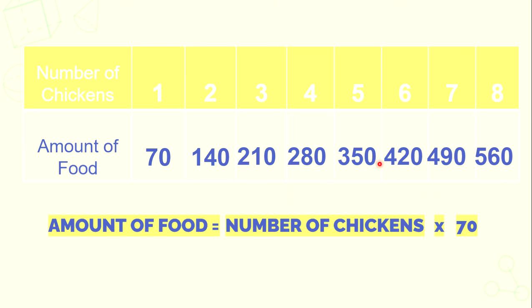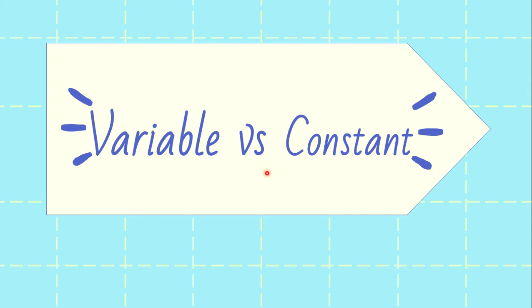What if the number of chickens are 480? Are we going to just have a pattern of skip counting, or do we need to make use of variables and constants? To answer that, let us now discuss the difference between variable and constant.